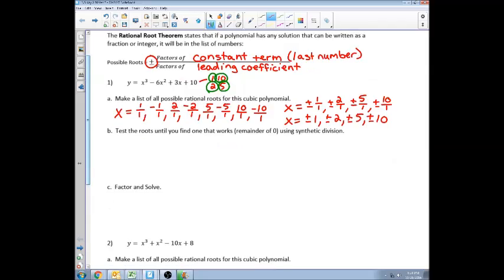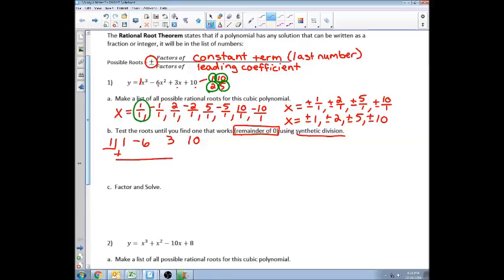So now what we're going to do is test the roots until you find one that works. What that means is a remainder of 0, and we're going to use synthetic division. Now, there's the way we've been doing synthetic division. The first thing in my list is this positive 1 over 1. That's the first thing I'm going to try to use. So I'll take 1, put it in the box. I'm going to use the coefficients from our example. So 1, negative 6, 3, and 10 from example 1 up above.